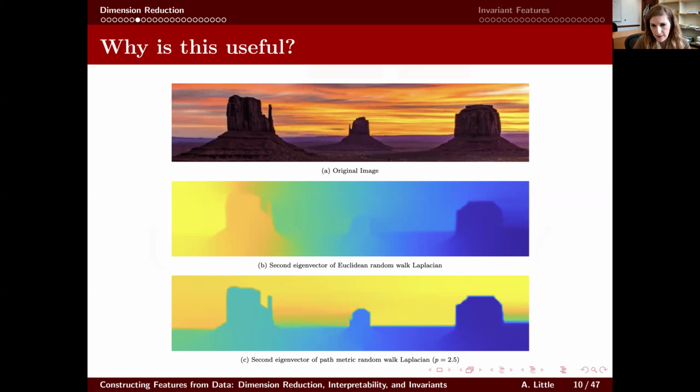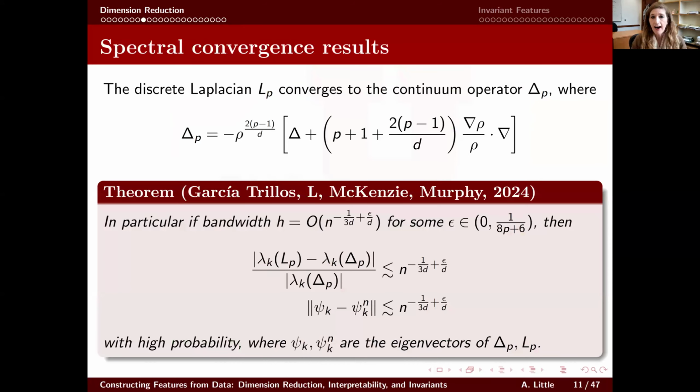Okay, so that's kind of the motivation. In addition to that discrete distance having a nice continuum limit, you can also think about what happens in the context of spectral clustering when you make this discrete Laplacian matrix. Does it converge to some limiting operator as the number of data points goes to infinity? And it turns out that it does, and you can write this down explicitly.